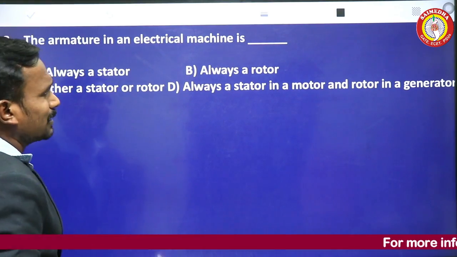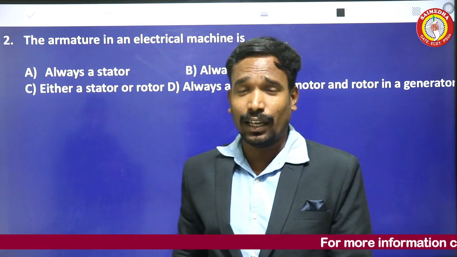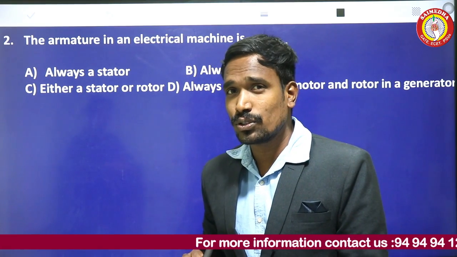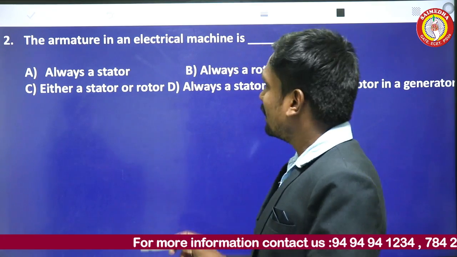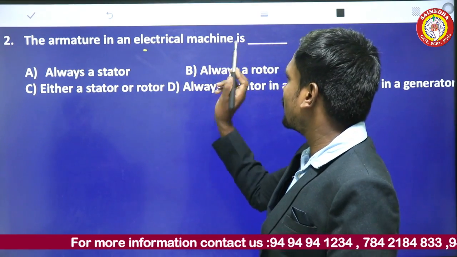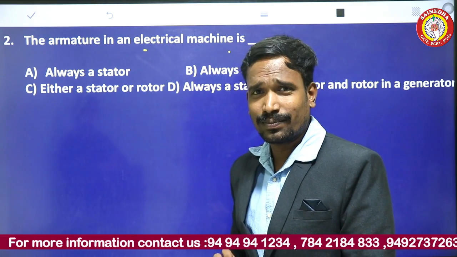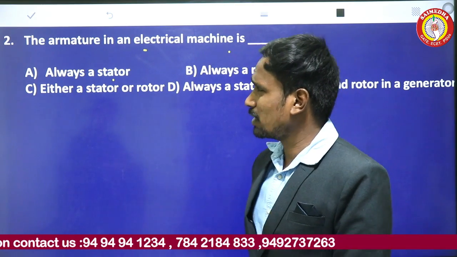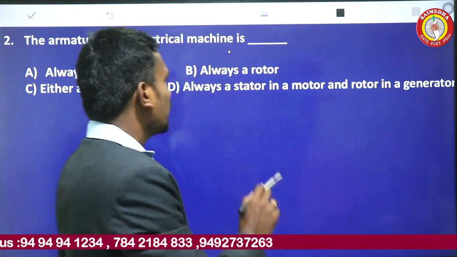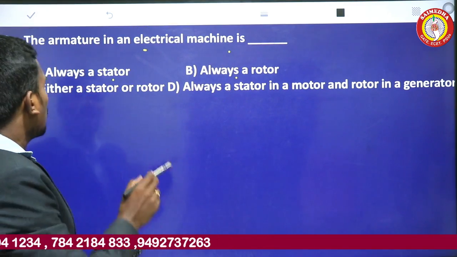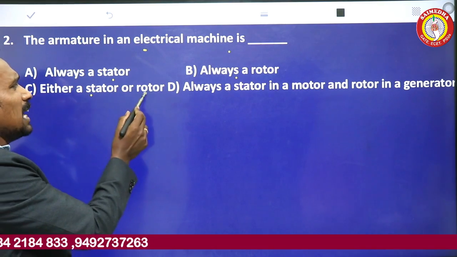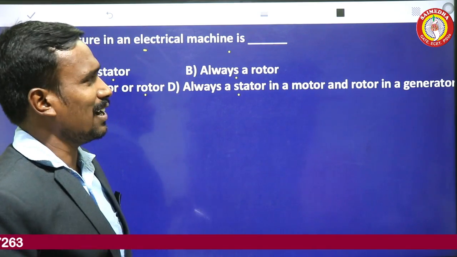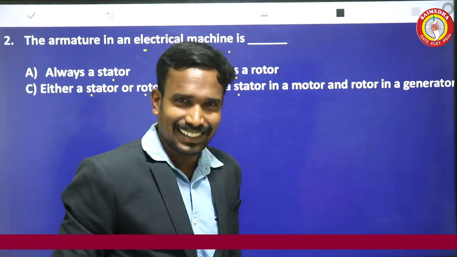This is the second question, and it is very important. Even now we can expect questions like this in the 2022 junior engineer examination. The armature in an electrical machine is: Option A, always a stator. Option B, always a rotor. Option C, either a stator or a rotor. Option D, always a stator in a motor and a rotor in a generator.